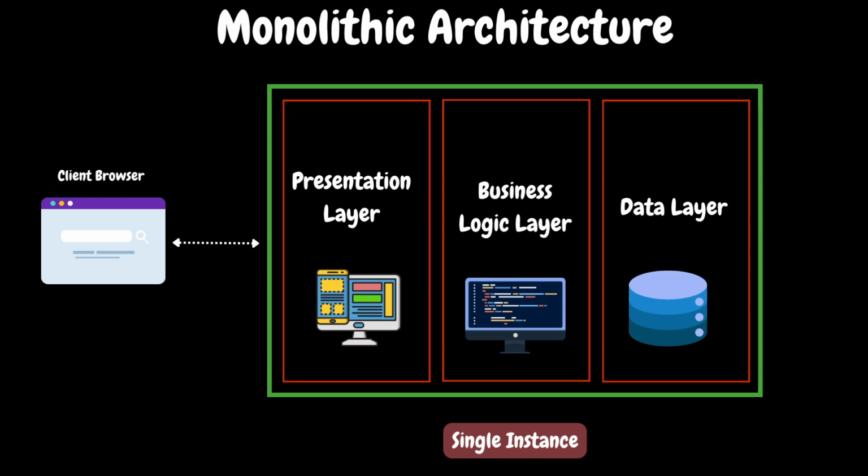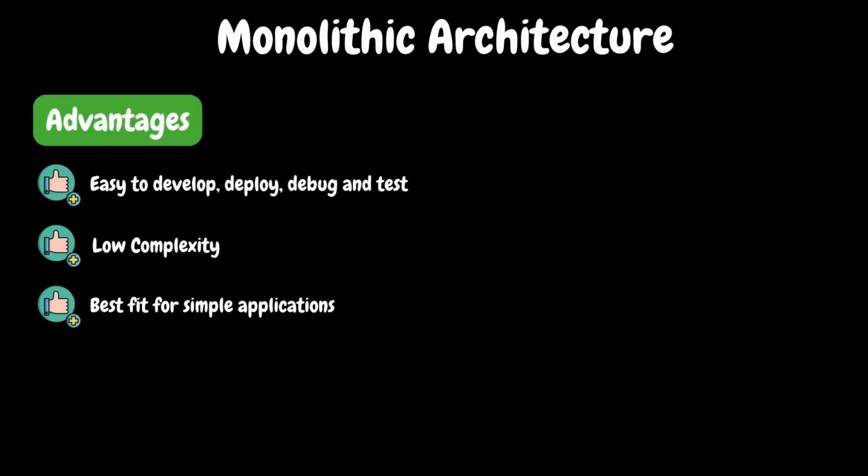Now let's look at some of the advantages and disadvantages of this model. The monolithic application is a single centralized unit. Therefore, it is easy to develop and deploy. In addition to that, in case of any issues, it is easy to debug as well. Also, end-to-end testing can be performed faster in comparison with other architecture models.